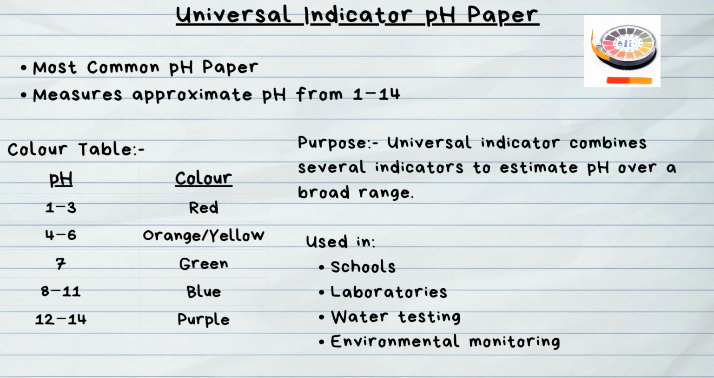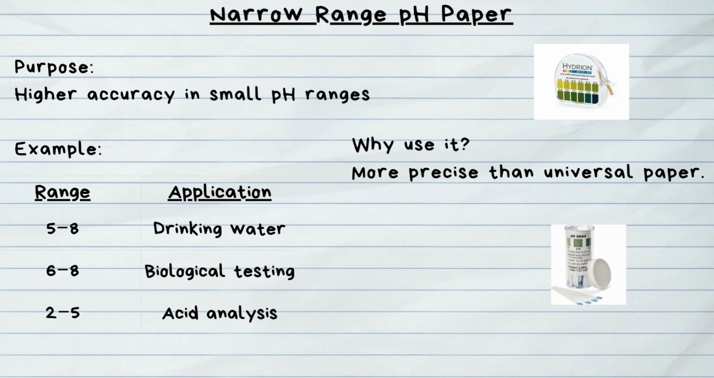This is why universal indicator paper is widely used in schools, laboratories, water testing, and environmental monitoring. It works by combining multiple indicators together to measure pH across a large range. Pretty smart, right? But what if we need more accuracy? That is where narrow-range pH paper becomes useful.